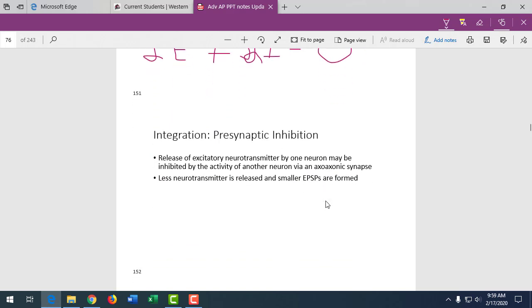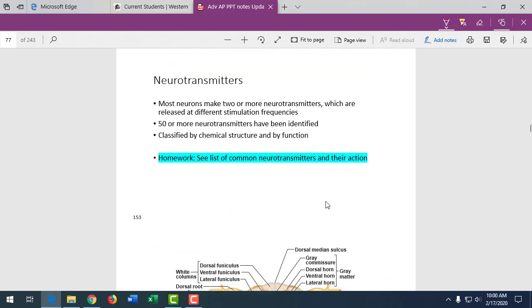So we have multiple inputs to postsynaptic neurons, releasing neurotransmitters. Some of those neurotransmitters stimulate and depolarize, some hyperpolarize. And we're going to talk a lot about neurotransmitters today for our lecture. So we're going to get into that topic now.